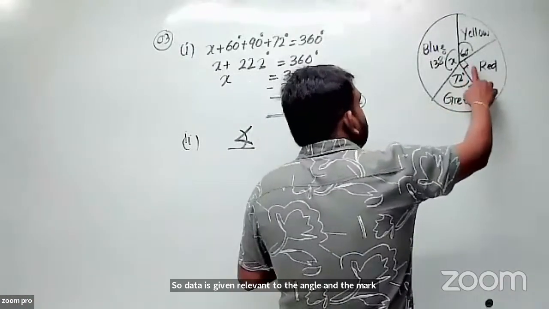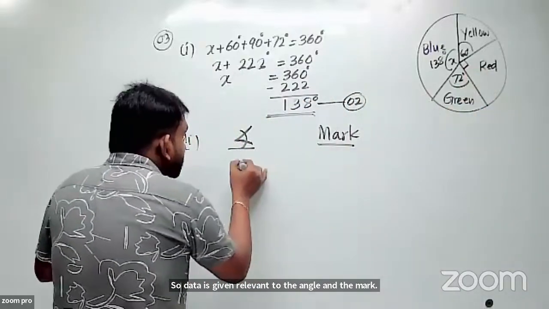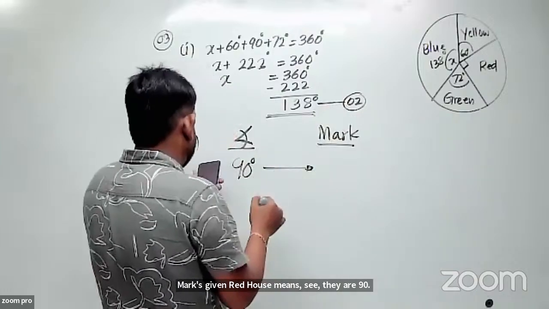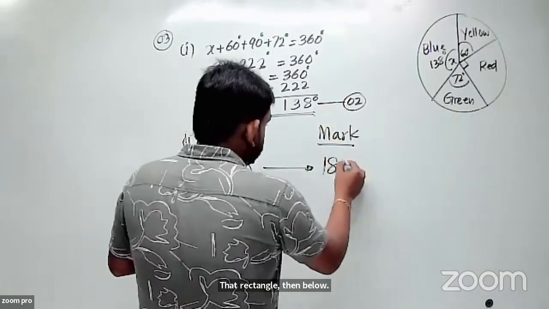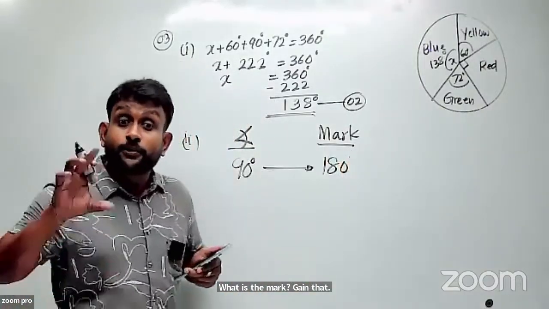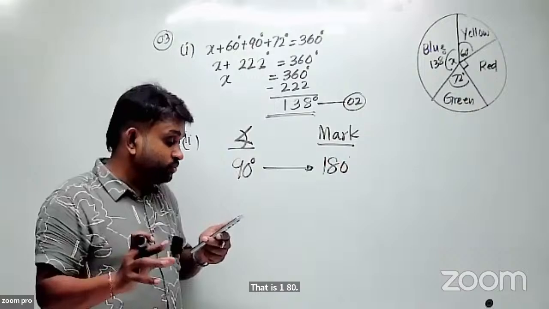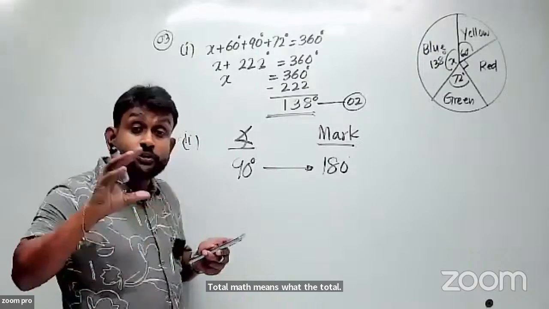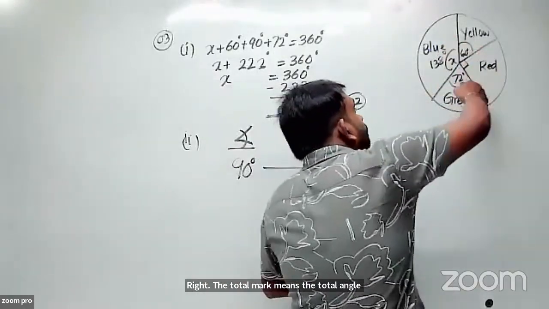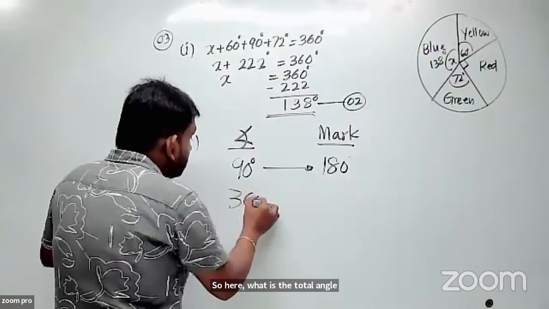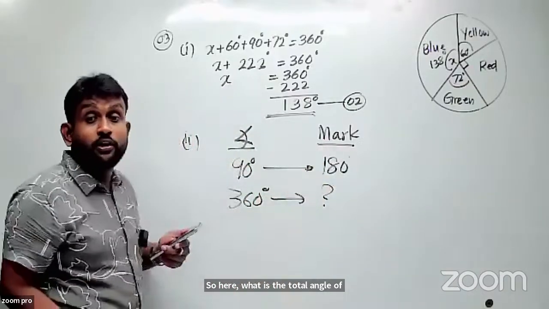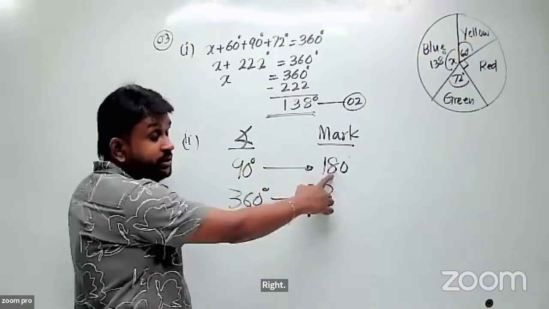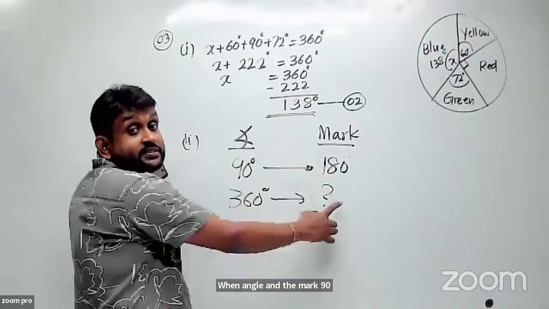Red house marks are given. Red house means, see there, 90 degrees, that sector angle, and the mark gained is 180. So they're asking the total mark. Total mark means the total angle, right? So what is the total angle? 360. They are asking the mark on a ratio. When the angle is 90 degrees, the mark is 180. If that's so, for 360, how much?